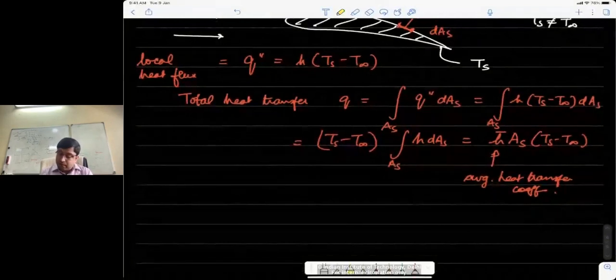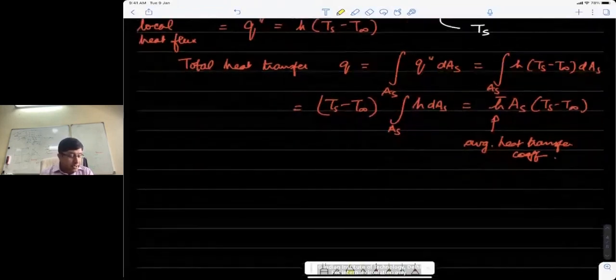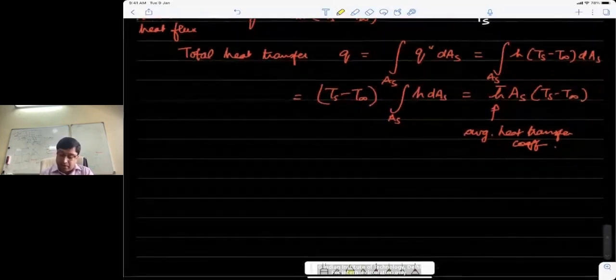So knowing the local h, we can integrate that local h over the surface of any body, and we can obtain the average heat transfer coefficient, or even the total heat transfer from that surface. Now, a similar thing can also be done for convection mass transfer.